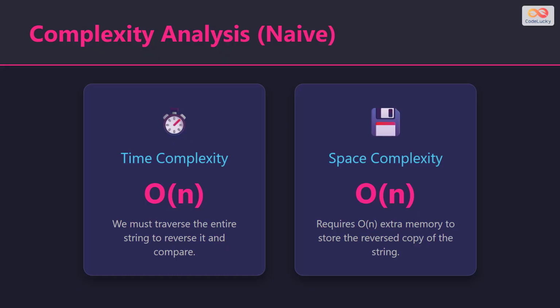While the naive approach is easy to write, it is not the most efficient in terms of memory. It takes linear time, or O(n), because we traverse the string. However, it also takes O(n) space because we have to allocate memory for the entirely new reversed string.